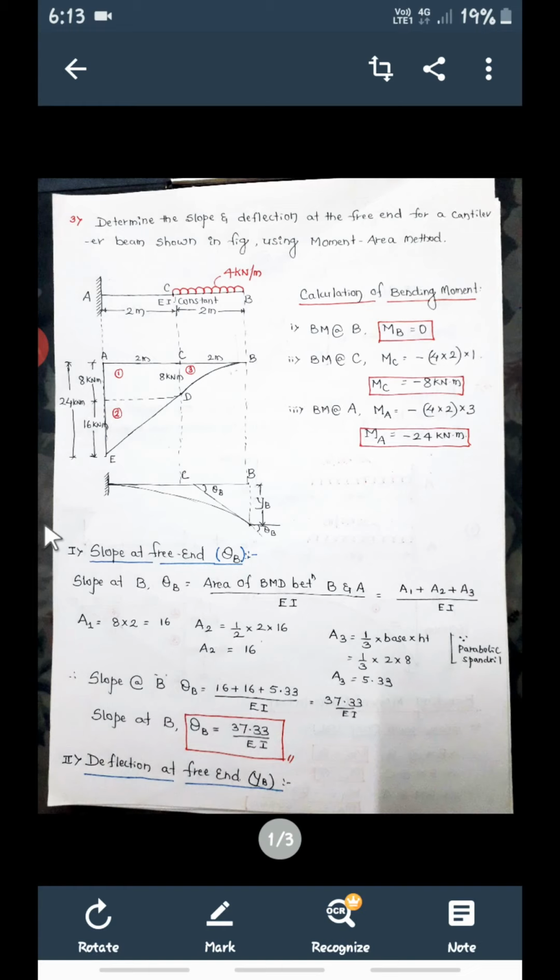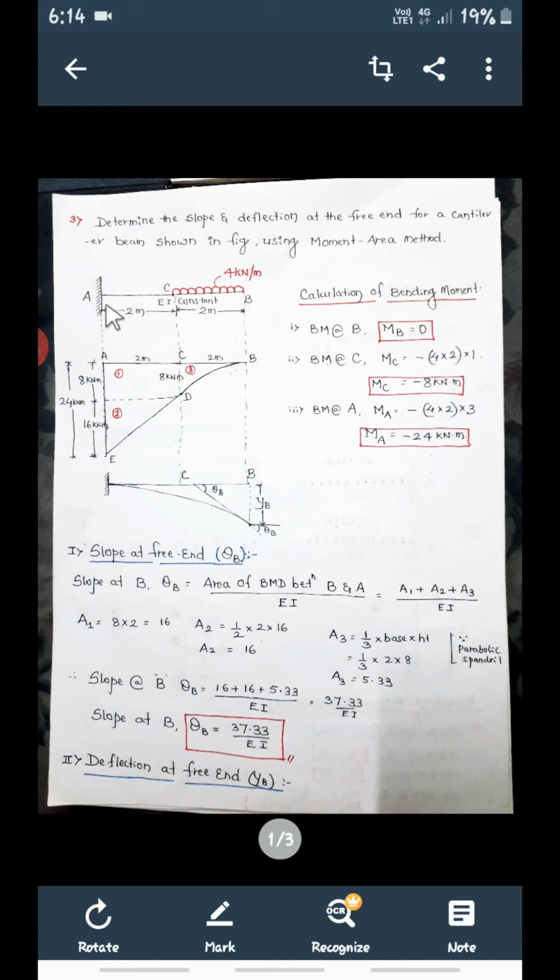Using the moment area method, we'll take one more problem. The problem is like this: determine the slope and deflection at the free end of a cantilever beam shown in the figure using the moment area method. This is a cantilever beam A, B, and this is C, and it's subjected to a UDL of 4 kilonewton per meter. We have to find the slope and deflection at the free end, meaning the free end B. So we have to find theta B and YB.